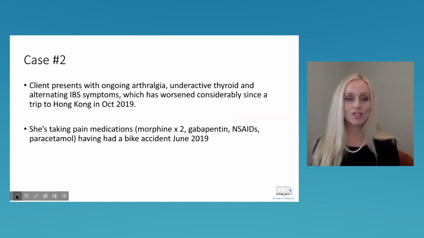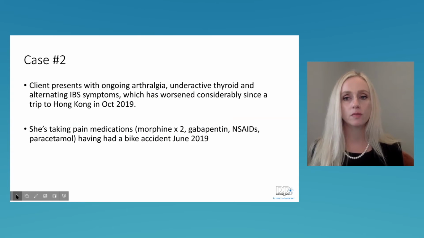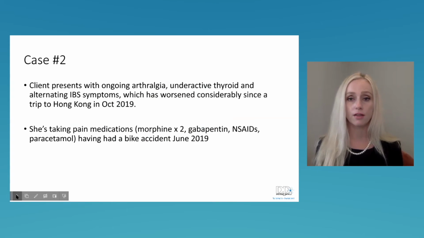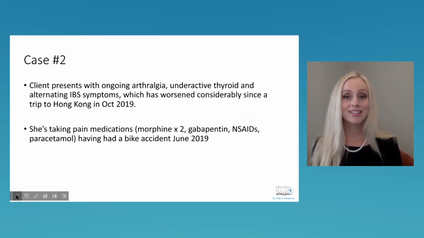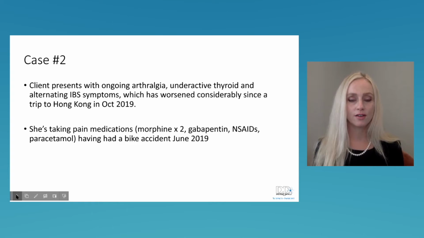So let's move on to our second patient here. Here we have a different case. This patient's chief complaint was really hypothyroidism, unspecified, undefined arthralgia, and alternating IBS symptoms. So this is self-diagnosed. How many times have you seen that in your clinic, where the patient comes in with a self-diagnosis? Thankfully there are excellent testing options out there to really help your patient navigate that, okay?